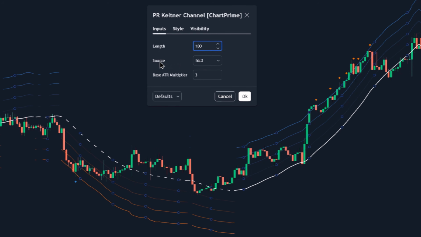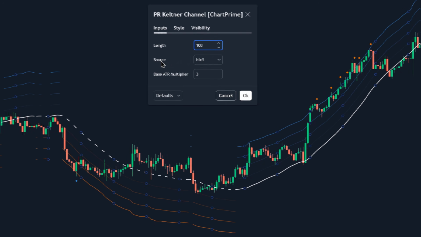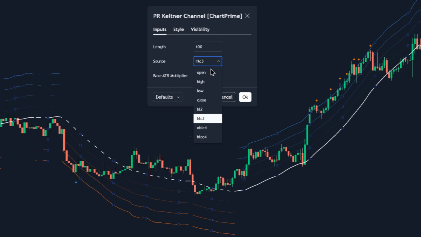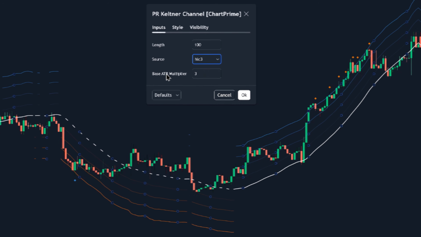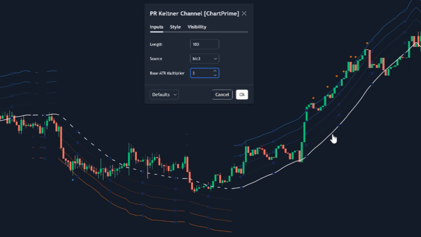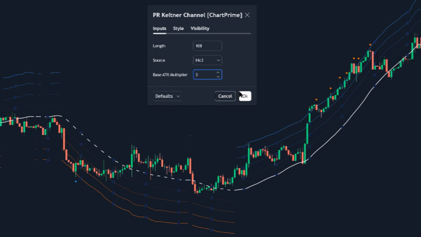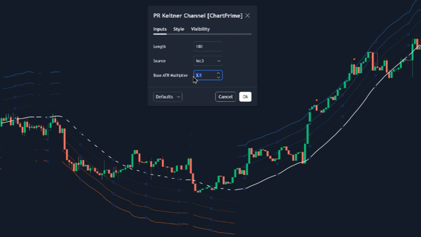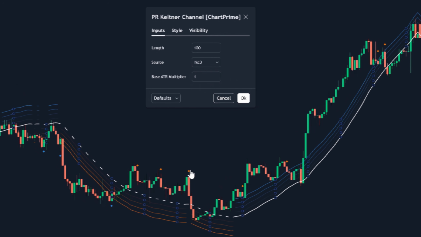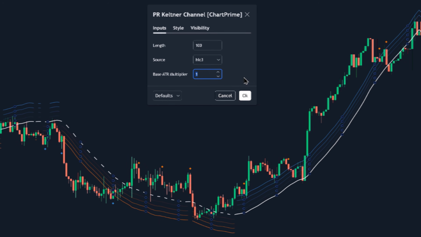The source determines the price data used for calculations. Adjusting this can fine-tune the sensitivity of this indicator to price changes. For me, I'm going to leave this at the default value of HLC3. The base ATR multiplier sets the initial width of the Keltner channels before any dynamic adjustments. Increasing the multiplier is going to widen the channels, potentially reducing the number of reversal signals. But decreasing it is going to produce more signals, but with a catch. The more signals you get, the more noise you also get. So for a balance of both, I'm gonna stick with 3.